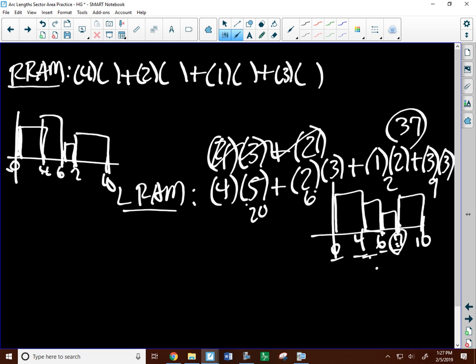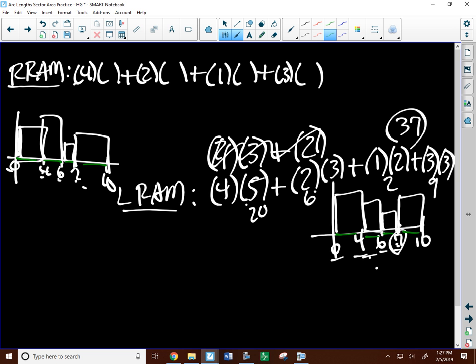0 to 4, so the base is still 4. 4 to 6, the base is 2. 6 to 7, the base is 1. And 7 to 10, the base is 3. So those don't change. They're the same as they were over here: length of 4, length of 2, length of 1, and length of 3.